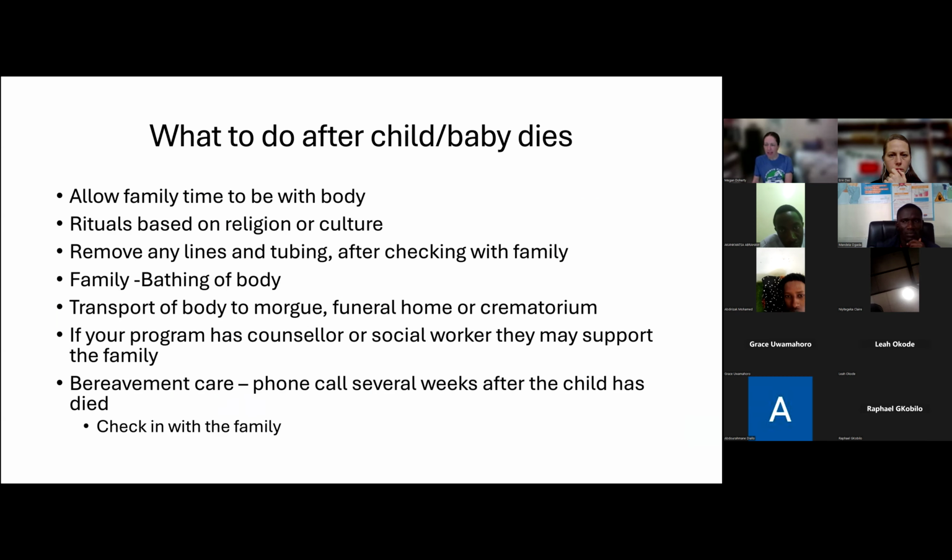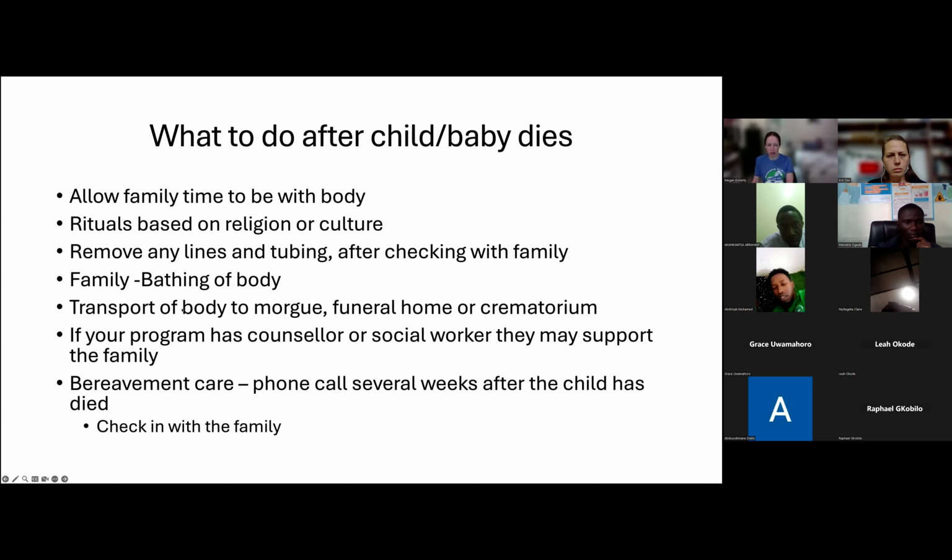After the baby dies, what do we do? We just allow time for the family to be with the body. We ask them what rituals they want based on their religion and culture. We ask, can we remove any IV lines, any tubing, anything that's on the child's body that's medical? We allow the family to bathe the body if they wish, and dress the child how they wish.